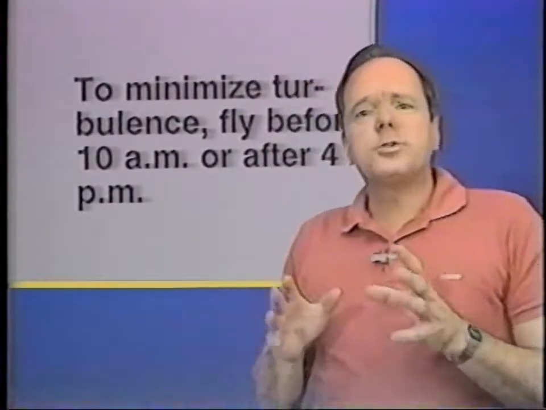Why? Well, usually the air starts to become turbulent around 10 a.m. and it steadily gets worse until about 4 p.m., then gradually improves till dark. Why? Because sunshine, convective activity is what causes the turbulence, and you're trying to fly when the convective activity is minimized. Now, while we're talking about flying in the mountains here, let's talk about landing at a high-altitude airport.